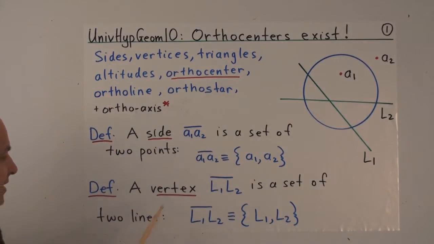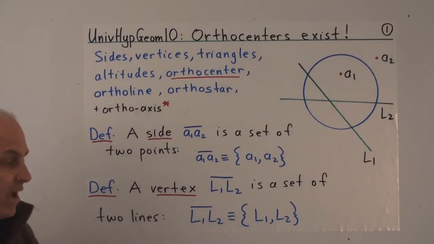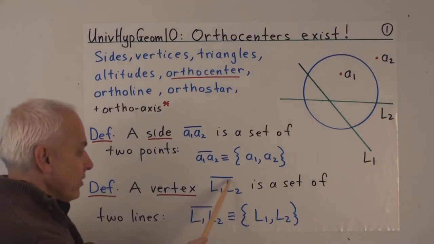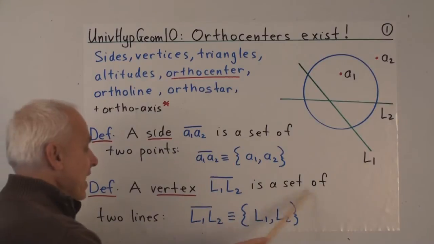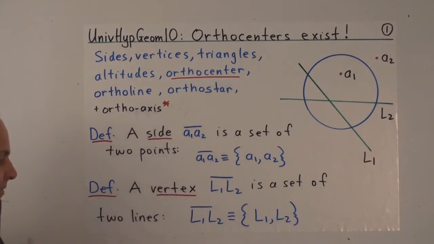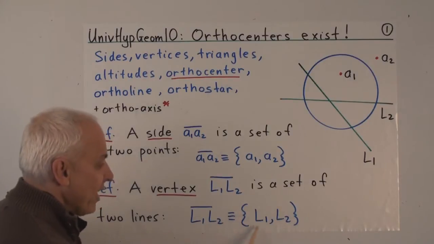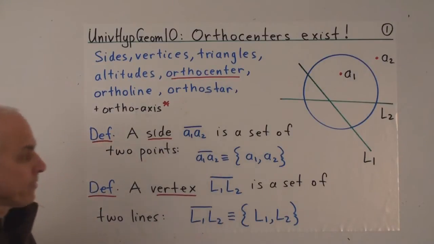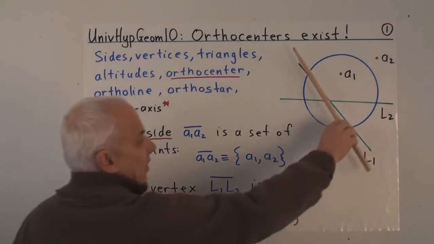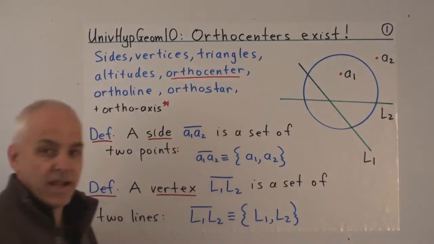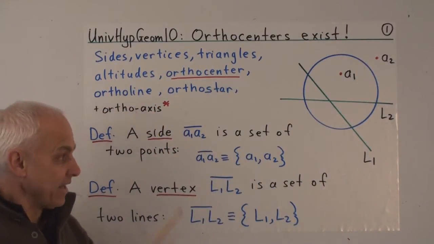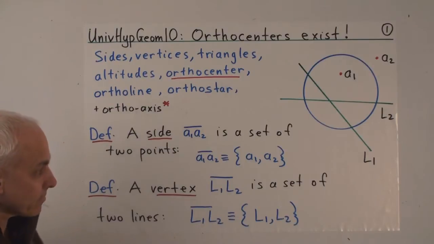Dual to that is the definition of a vertex. A vertex, L1 L2 with a bar over it, is a set of 2 lines. And the vertex L1 L2 with a bar over it is just a shorthand for the set consisting of L1, L2. So there, for example, that would be a vertex, that pair of 2 lines thought of as a set.